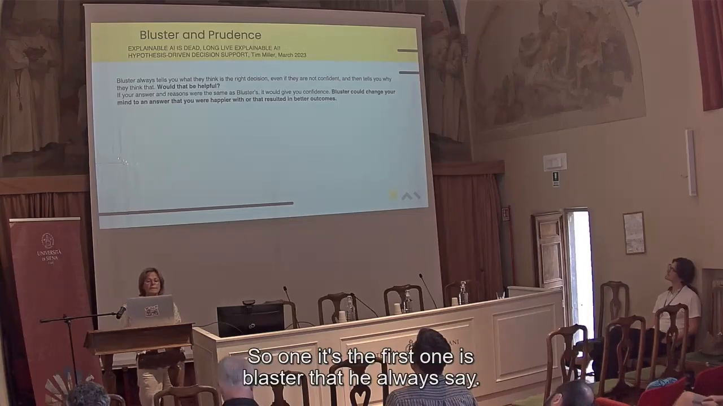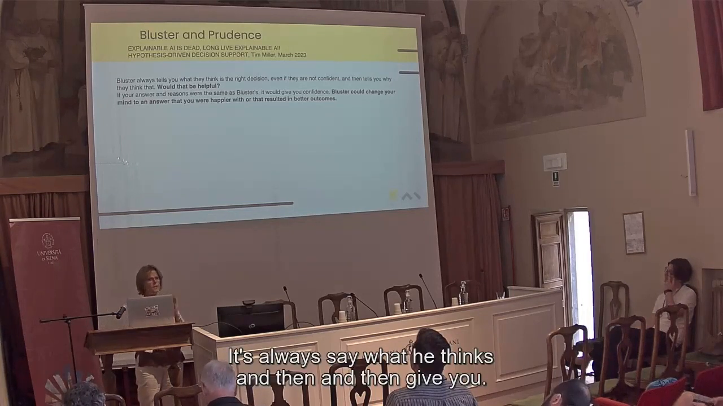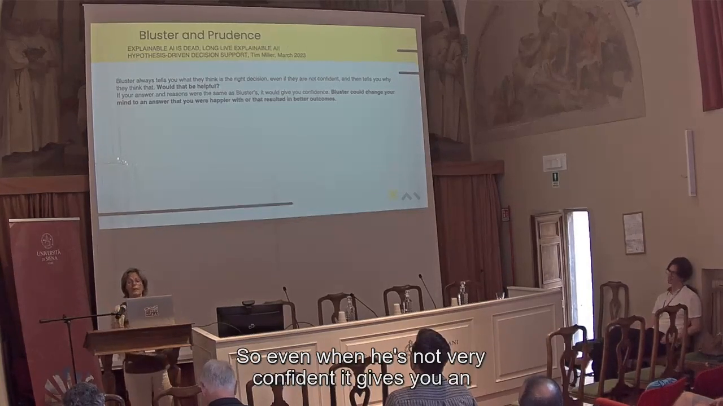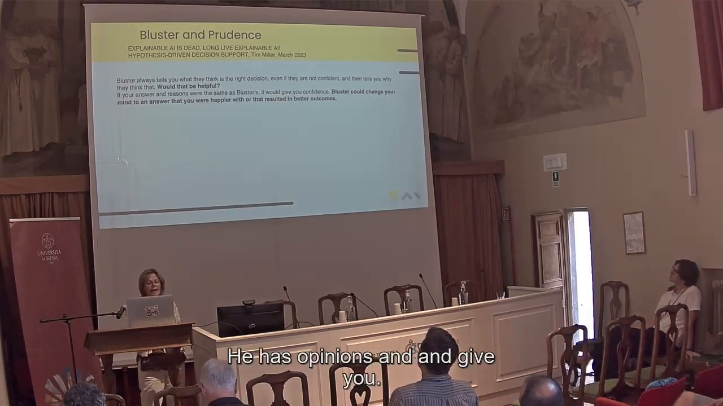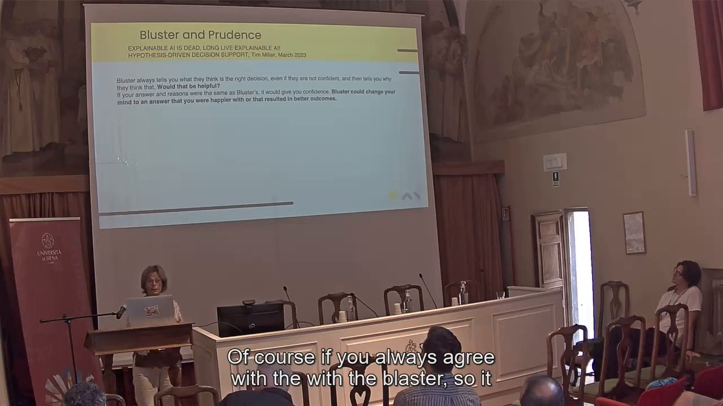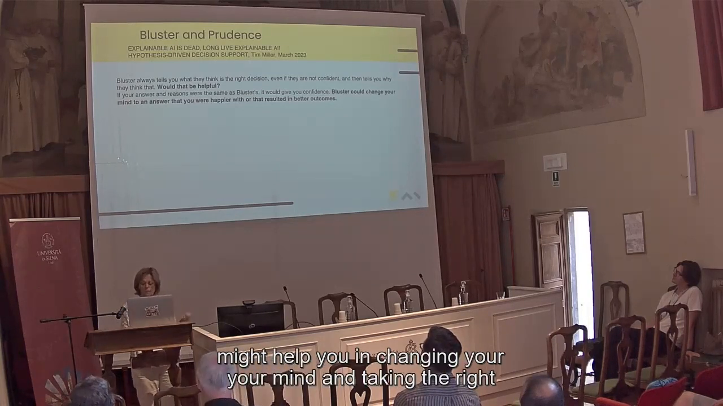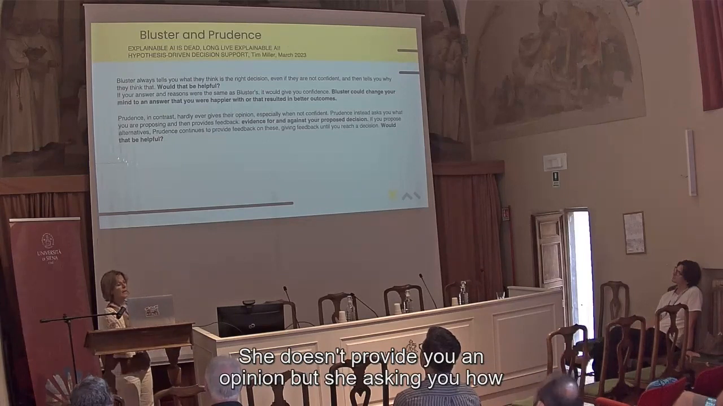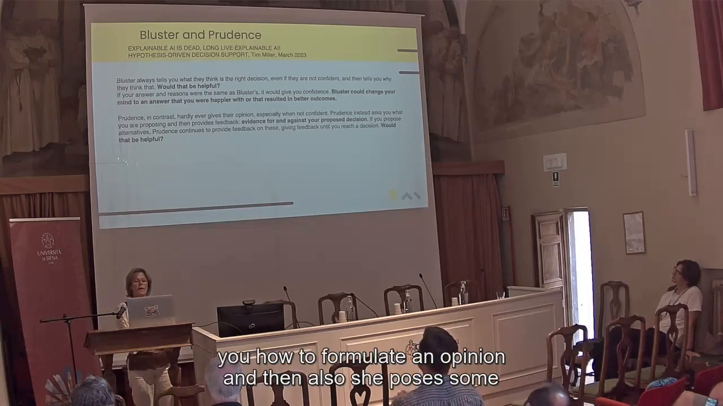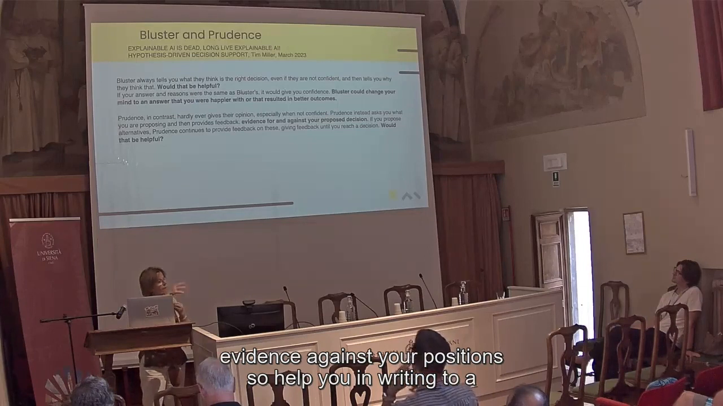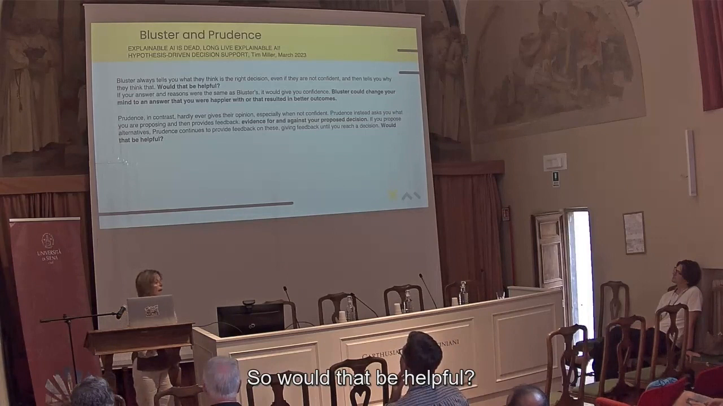The first one is Blaster, who always says what he thinks, and even when he's not very confident, he gives you an opinion. He has opinions and gives them to you. Is this helpful? Of course, if you always agree with Blaster, it might help you in changing your mind and taking the right decision. Then there is Prudence. This other friend, Prudence, doesn't provide you an opinion, but she asks you how to formulate an opinion. And then she also poses some evidence against your positions, helping you in arriving at a position. Would that be helpful?